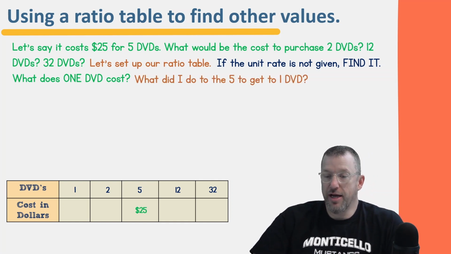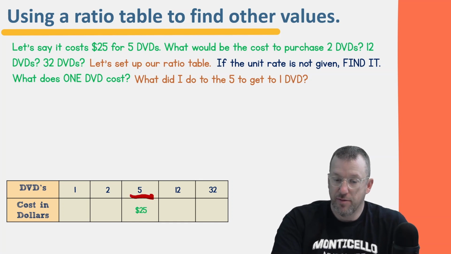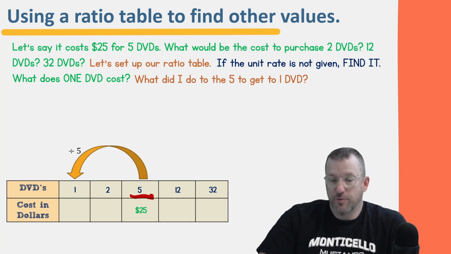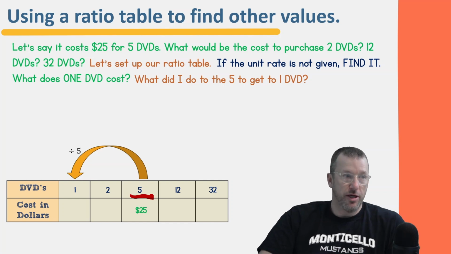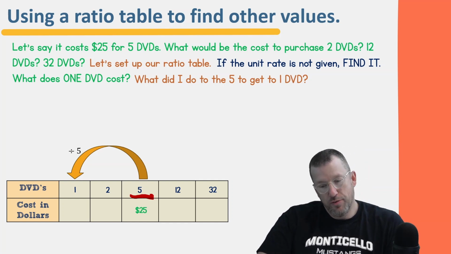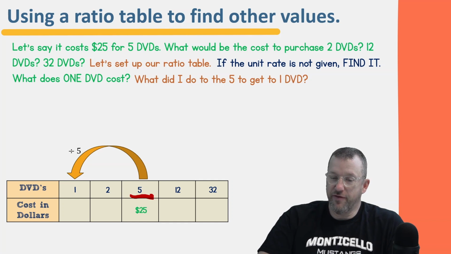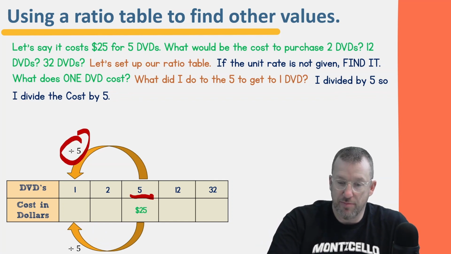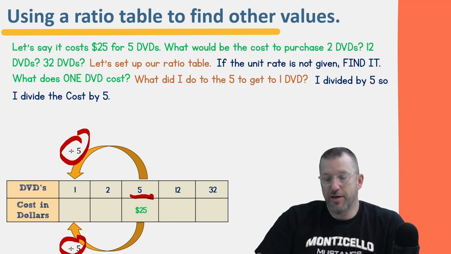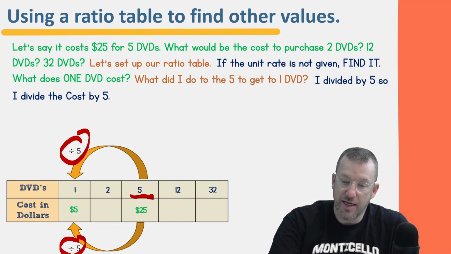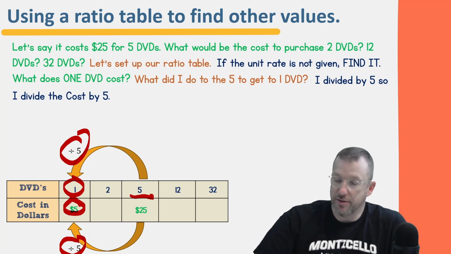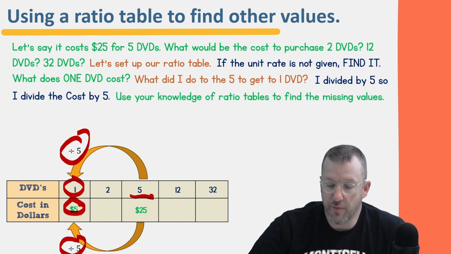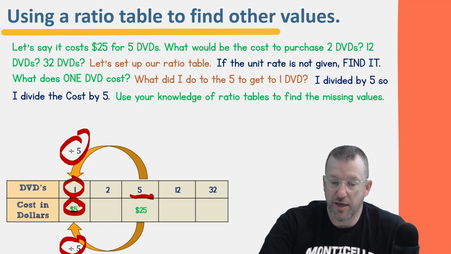And then how did I get from the given, which was the 5, to the 1? Well, I divided by 5. And what do we know about proportional tables? Whatever you do to one, you have to do to the other. So if I divided 5 by 5, I need to divide 25 by 5. So see how I'm dividing by the same number in both spots? So what is 25 divided by 5? Well, that is 5. So now we know one DVD costs $5. Pretty cool, huh?